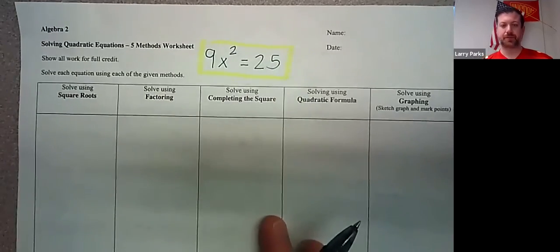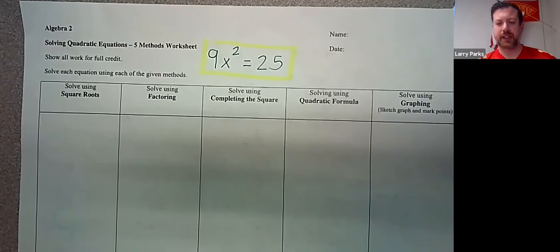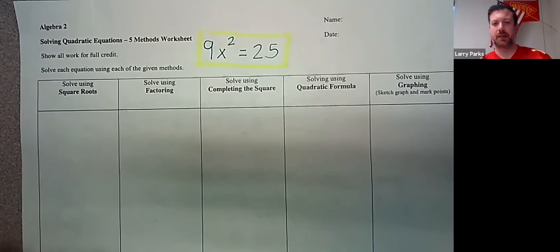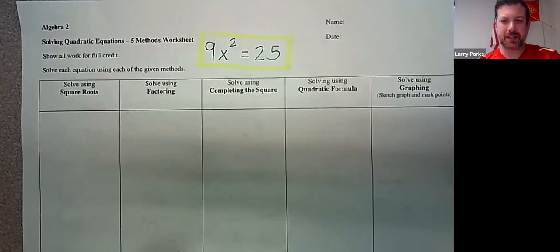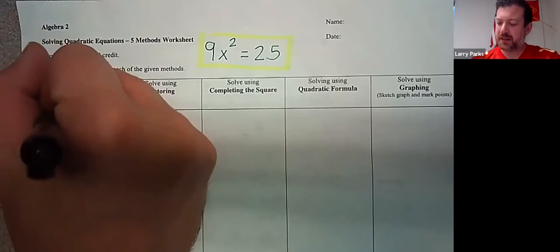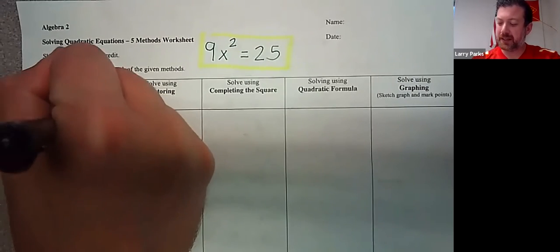9x² = 25. When I see this kind of problem, I automatically think just solve using square roots. This is what first comes to my mind because it's missing the x term. So here's how you do square roots. It's actually pretty easy.